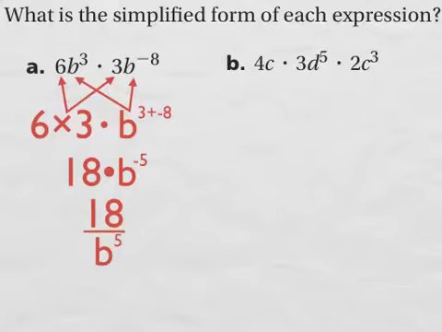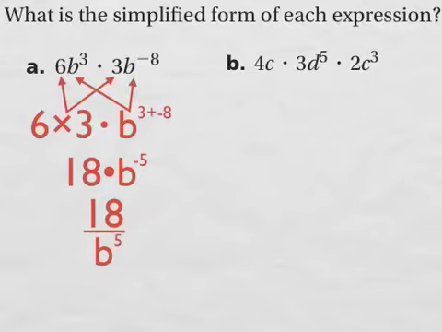In question B, we have 4c times 3d to the 5th power times 2c to the 3rd power. Notice I have two different variables, or two different bases, going on right now. I have C's and then I have one D. I'm not going to be able to combine my C's and my D's, but I will be able to go ahead and combine all three of the constants in front of the numbers.